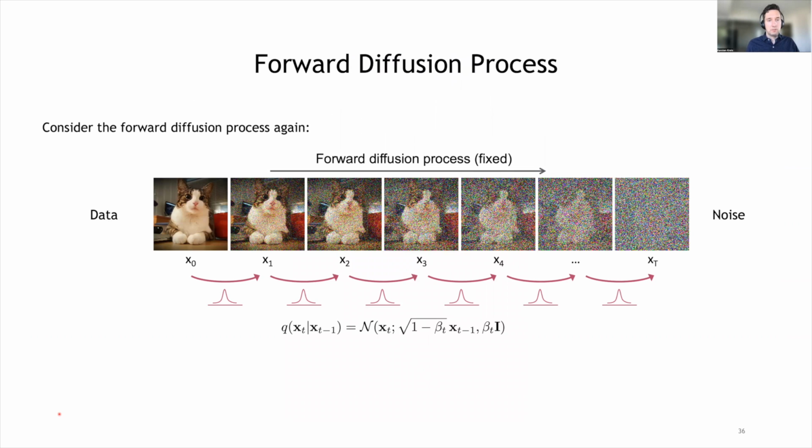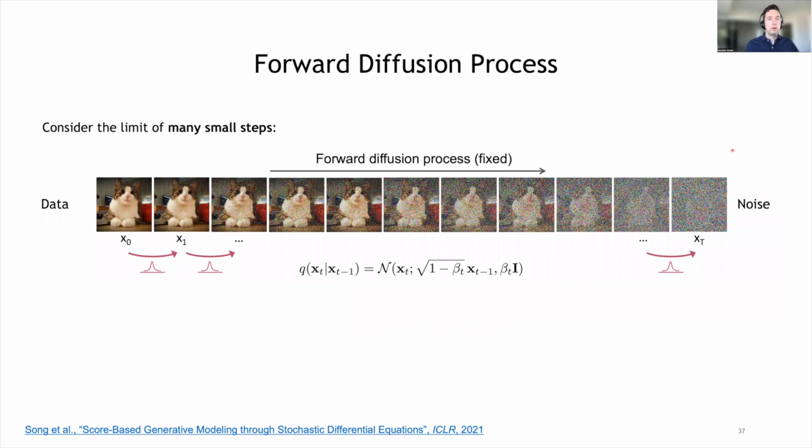This diffusion process is defined through this Gaussian transition kernel of this form. But now let us consider the limit of many, many small steps, each step being very, very tiny. So how does sampling from this diffusion process look in practice? To sample from this Gaussian transition kernel, we can just use the reparameterization trick: we take x_{t-1}, scale it down by this square root of 1 minus beta t term, and add a little bit of noise from the standard normal distribution scaled by this square root of beta t term.